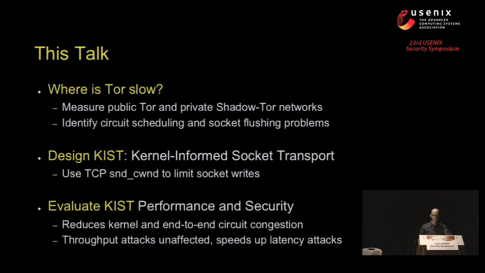And we do this with a multifaceted approach. We measure congestion both on relays in the public Tor network, as well as in a private simulated Tor network. And both of these approaches give us different information; you'll see why this is useful. We identified two main problems with Tor and what's causing congestion. And then using this information, we develop an algorithm that helps reduce congestion while at the same time reducing latency in the network. And we will evaluate KIST, both performance and security.